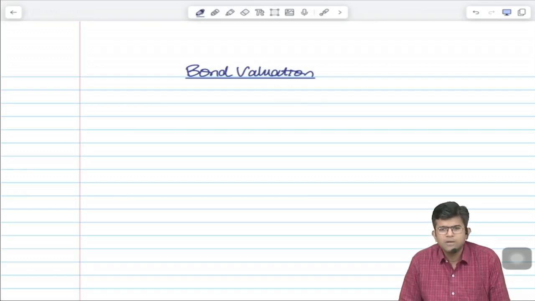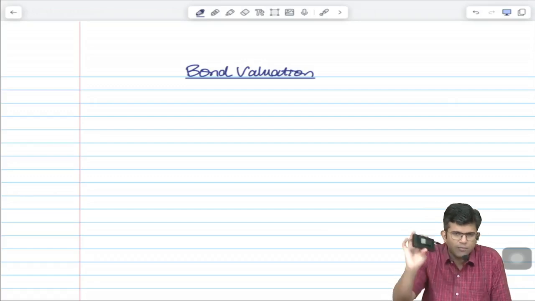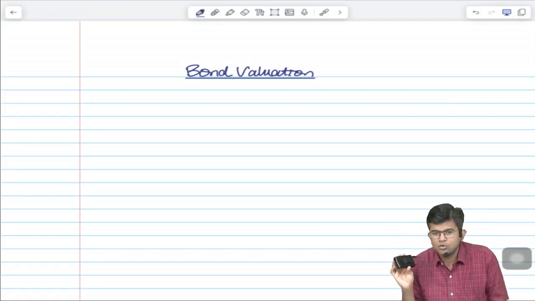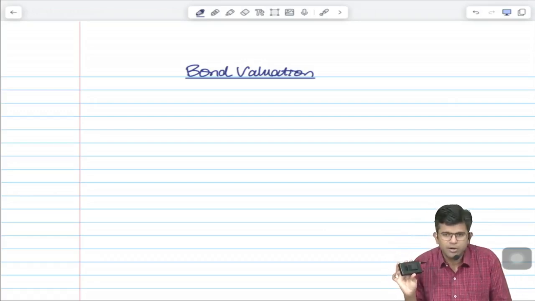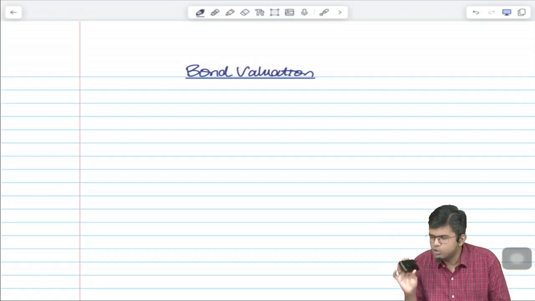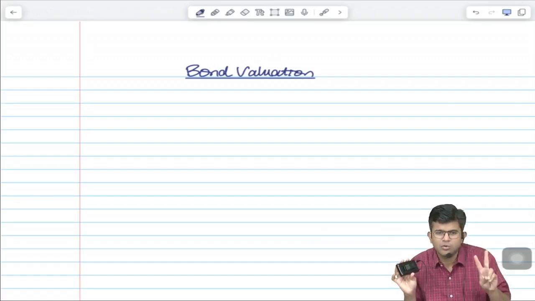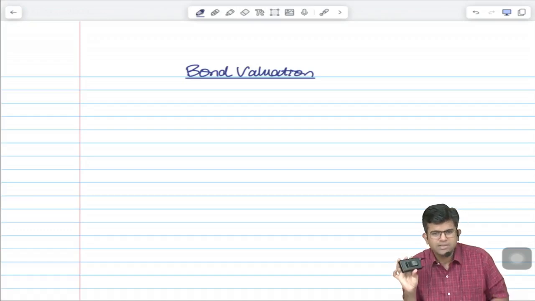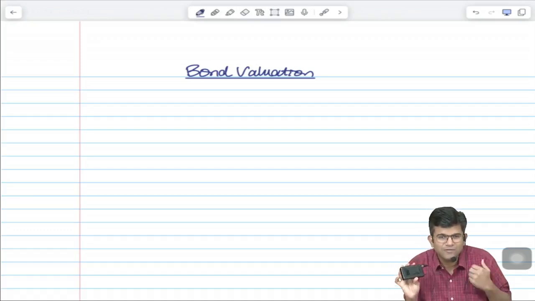So when we talk about the word valuation, what does valuation mean? Let's say this is a bond. Tata Motors has issued a bond. I want to know whether I should buy this bond or not. Now the question is, how do I know whether this bond should be bought or not? One should simply ask 2 questions. Question number 1, what is the price of this bond? Second, what is the value of this bond?